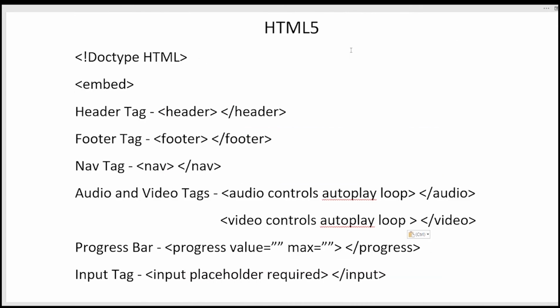When writing an HTML5 document, the first new feature is the doctype declaration. It is shown on the screen. We have to declare this doctype declaration before opening the HTML tag. There are many newly introduced tags in HTML5 like embed, footer, etc. The main changes that we see in HTML5 are in the form.